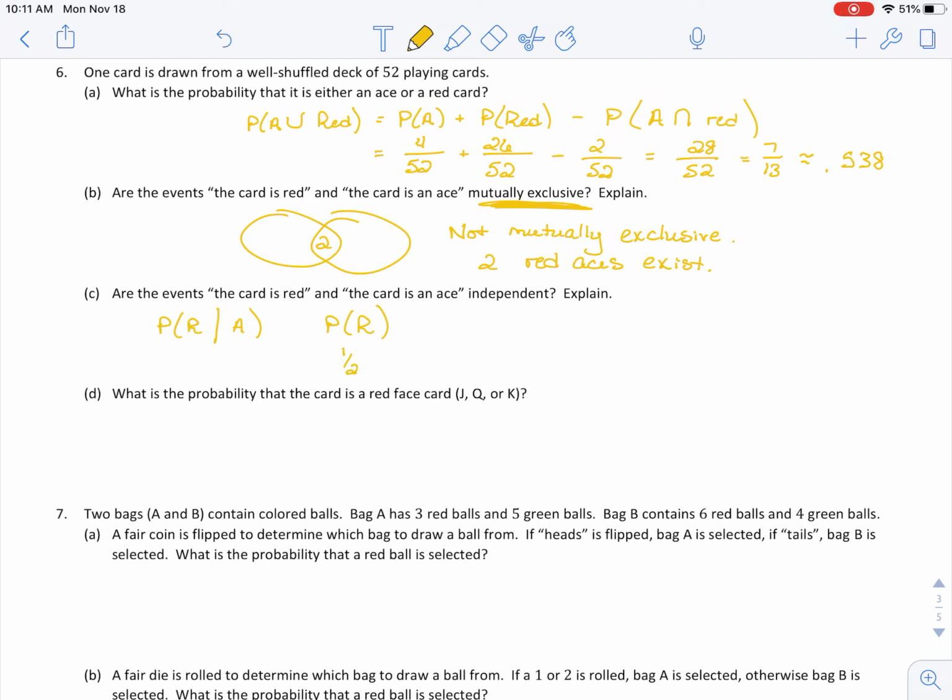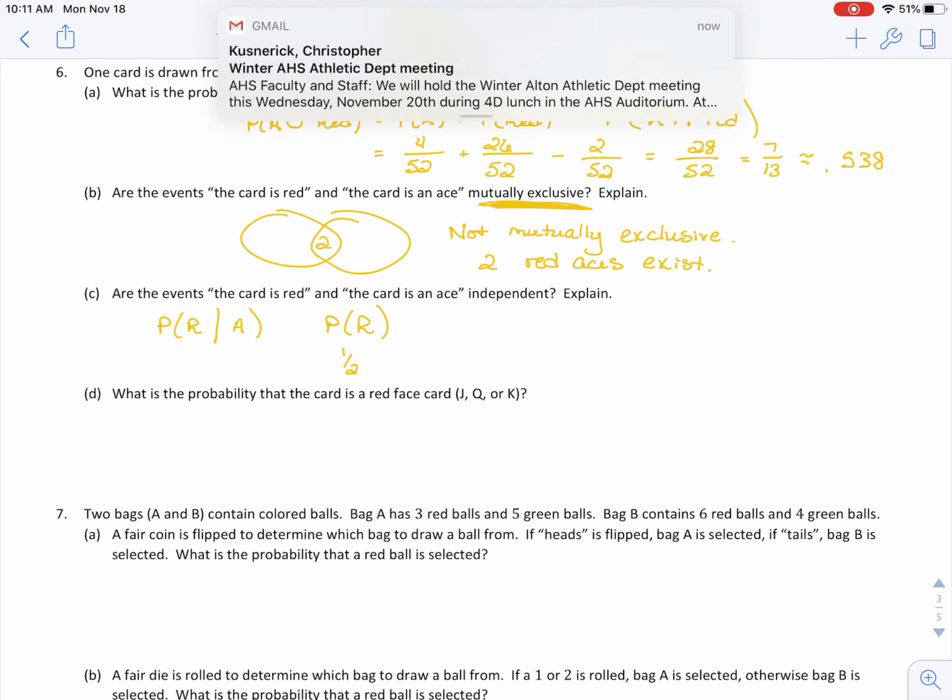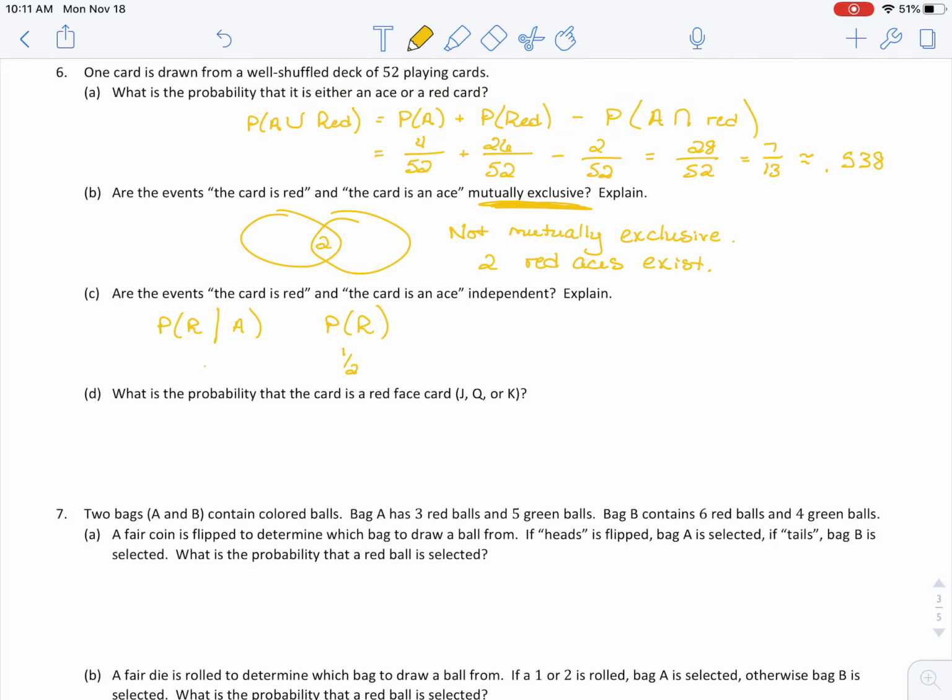But if I take a card out of the deck and I tell you it's an ace, there are only 4 cards that I could have. Of those 4 cards, 2 of them are red. So given the condition that you know I'm holding an ace, you've got a 1 in 2 chance that it's red. These are the same, therefore they are independent events. So because these are equal, they are independent.